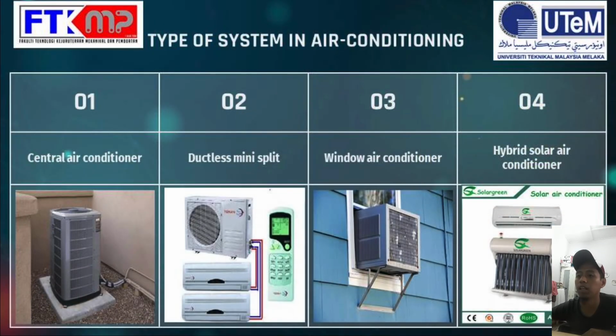The last slide is about the types of systems in air conditioning. We have four types of systems in air conditioning. The first one is the central air conditioner, secondly the ductless mini split, thirdly the window air conditioner, and the last one is the hybrid solar air conditioner. All these systems will be explained later by Jiha and Akmal.